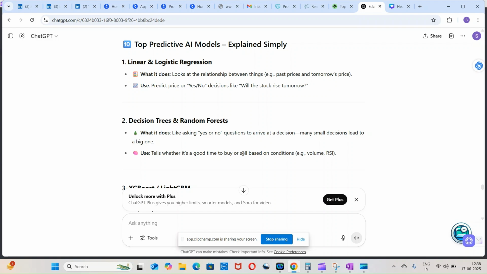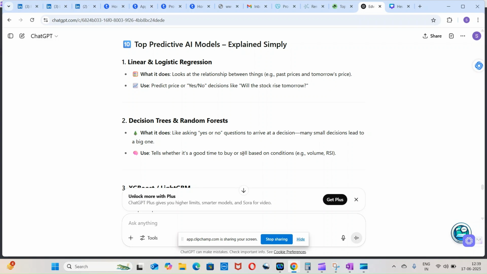In these regression models, we look at the relationship between things like the past price and tomorrow's price. The model looks at the past price and tries to predict tomorrow's price, and it is basically whether it will go up or down. That's the only prediction, whether it will go up or down, and that's what this model is used for. Okay, so that's the linear and logistic regression model.